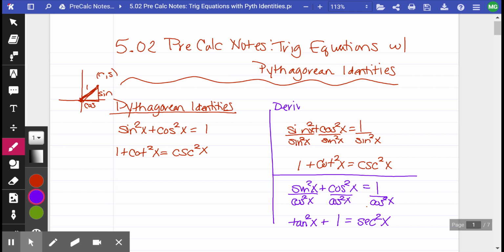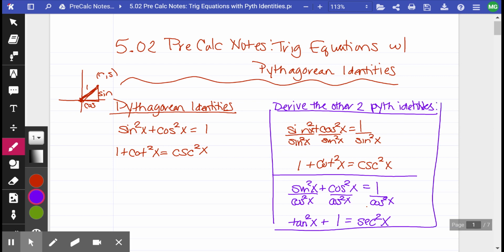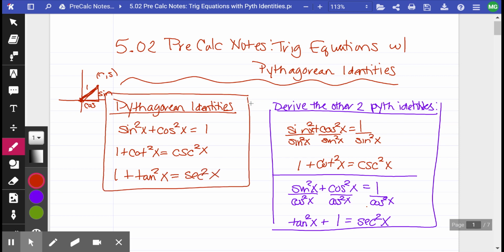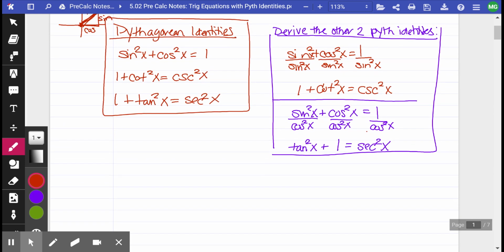So here we just derived the other two Pythagorean identities. So then our third one is 1 plus tan squared x equals secant squared x. These three you need to have memorized, but again, you could just memorize the first one, and if you can remember to divide everything by sine squared and then everything by cosine squared, you can derive the other two so you don't have to memorize them.